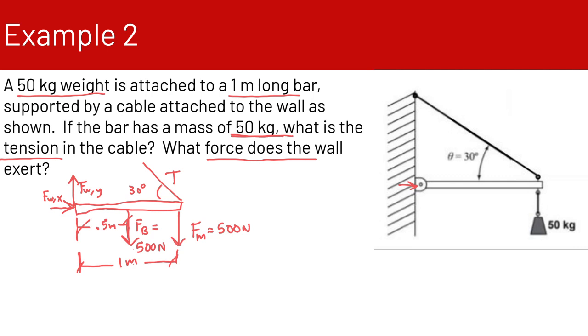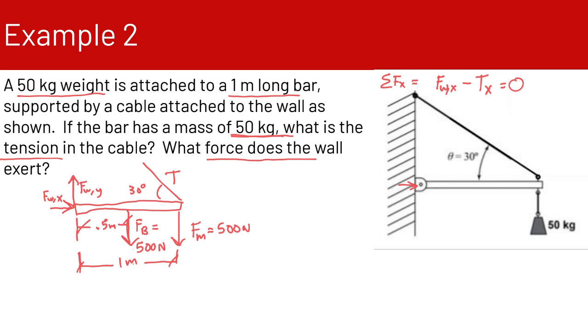So up here, I'm going to write our forces. So we have the force of the wall in the x direction. So let's do sum of forces in the x direction is equal to the force of the wall in the x direction. The only two forces working in the x direction are the force of the wall in the x direction and the tension force in the x direction. So the force of the wall in the x direction is positive because it's pointing to the right, and the force of the tension in the x direction is negative because it's pointing to the left, and added together those forces are 0.